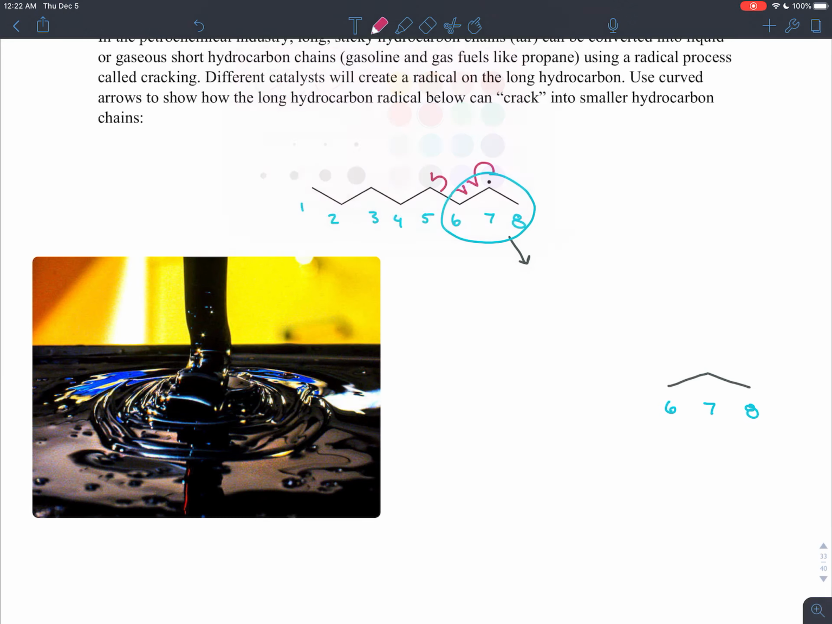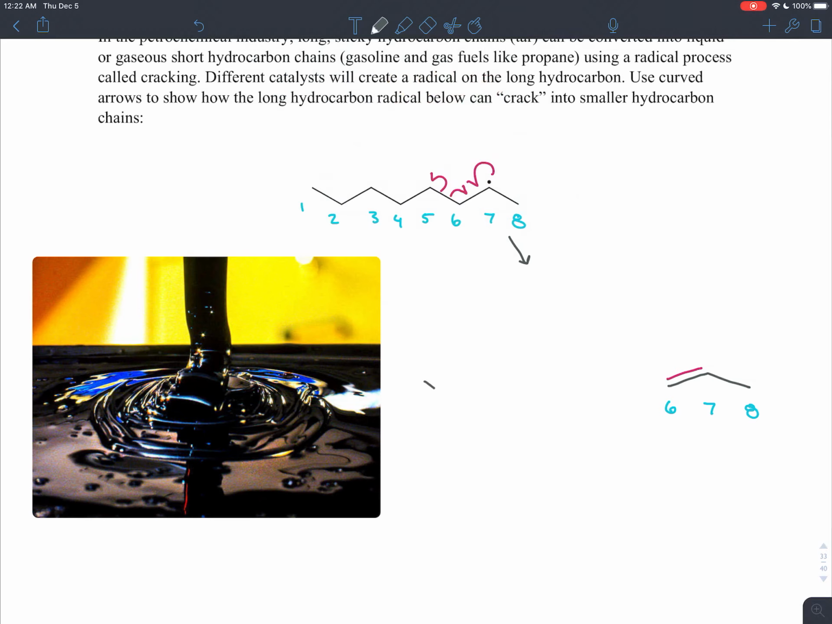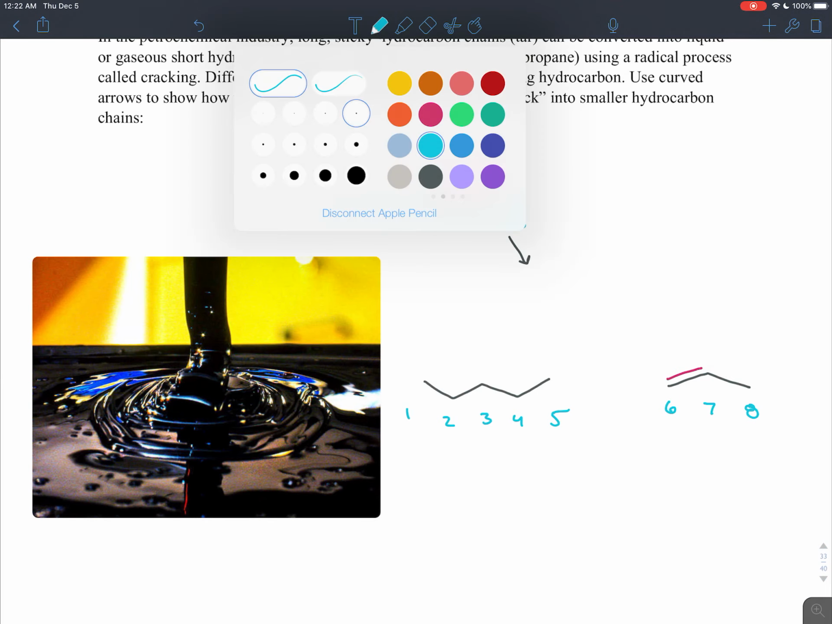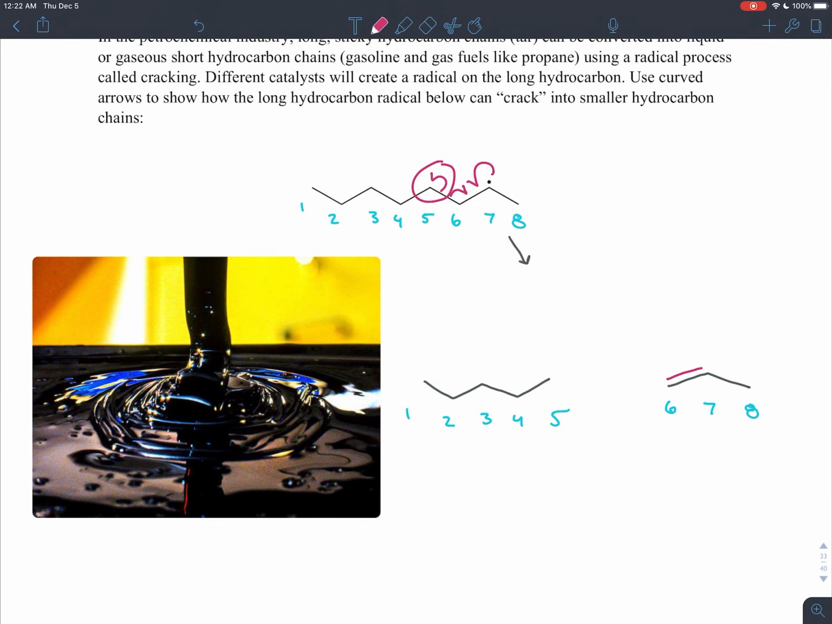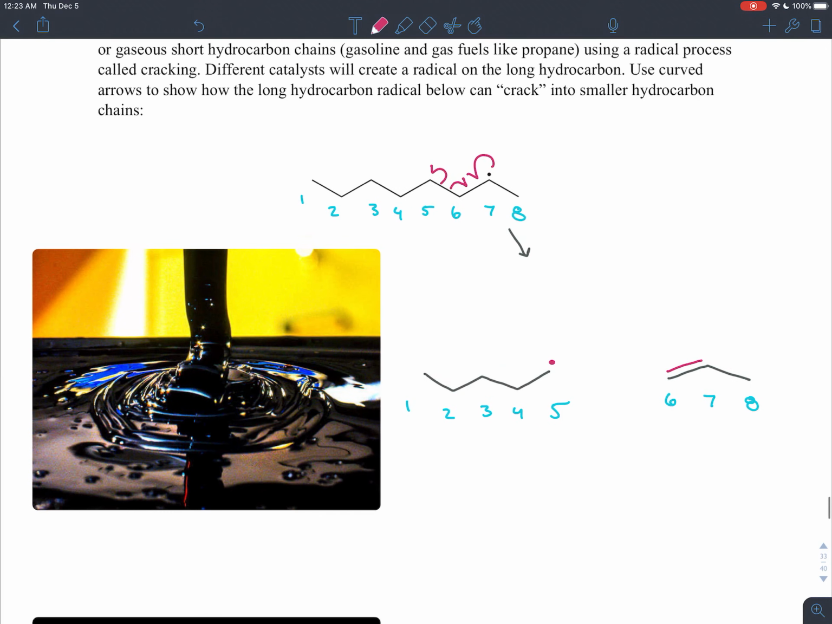Between 7 and 8 is just the single bond, but between 6 and 7 we've just created a pi bond. So that will be the pi bond that we form from those two radicals coming together. Then we're going to break the bond between 5 and 6, and these other 5 carbons will be separate, and the one lone electron that left that sigma bond will be a new radical on the 5th carbon.